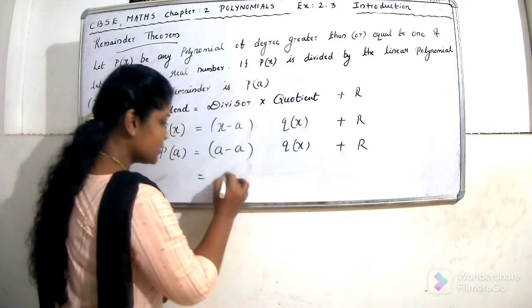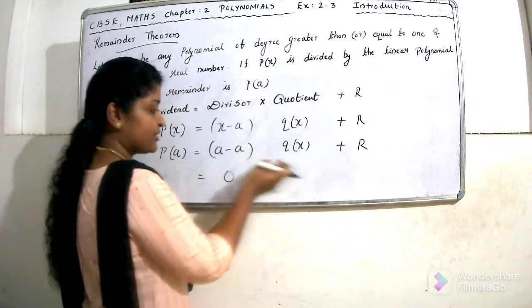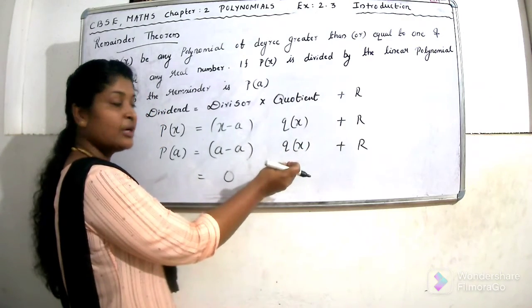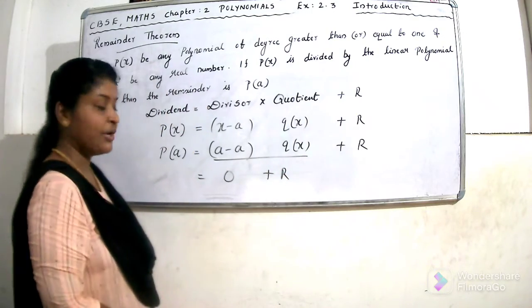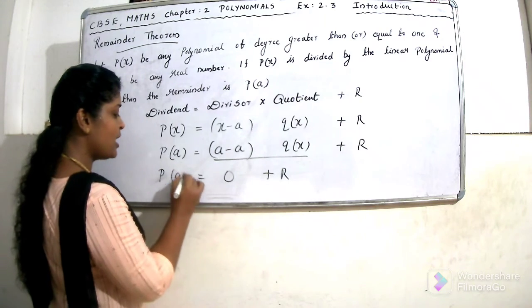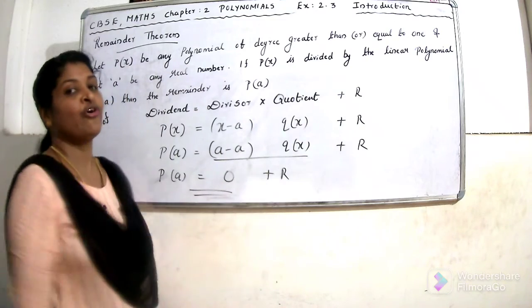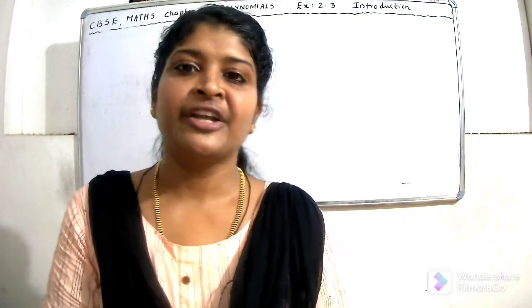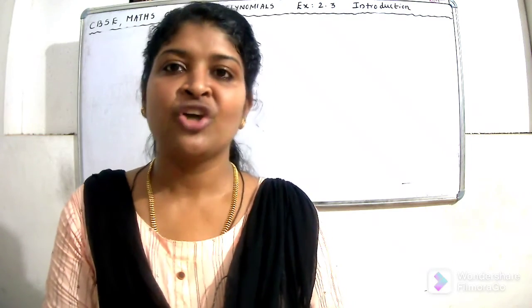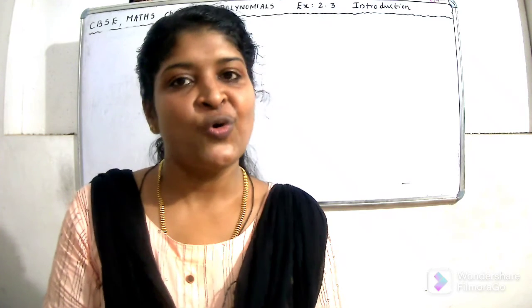a minus a is 0. Same numbers, if we subtract, the result is 0, into q of a. If we multiply 0 with any number, the whole product becomes 0. So 0 plus r is there, the remainder. So here p of a equals 0 plus r, which means the remainder itself. So this is the proof for the remainder theorem. In today's class, we studied the division algorithm and the remainder theorem. I hope you understand the concept clearly. Now we will meet in the next class. Okay, thank you.